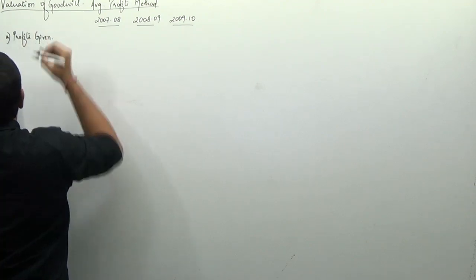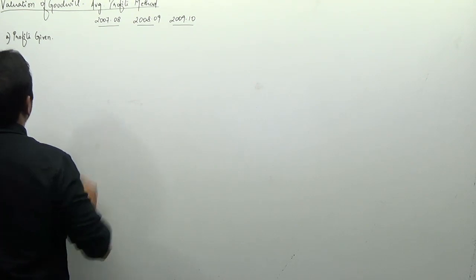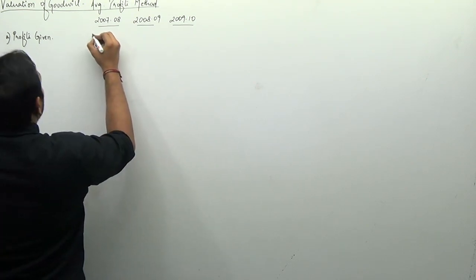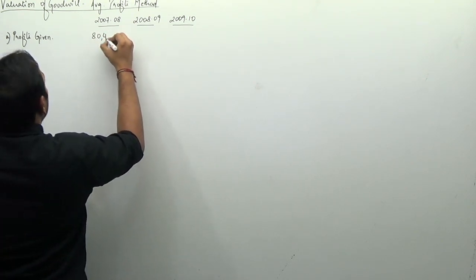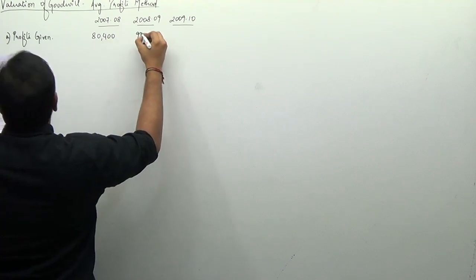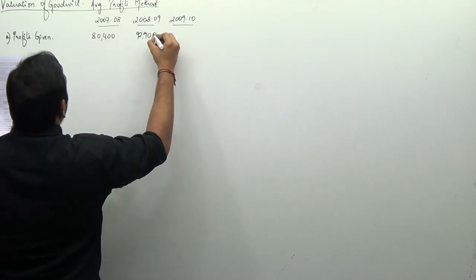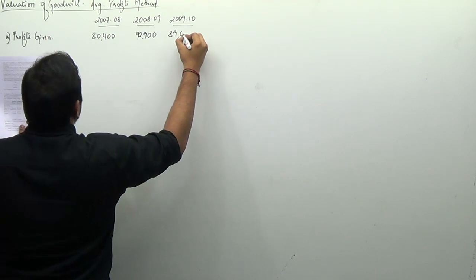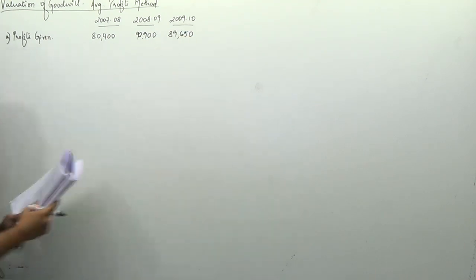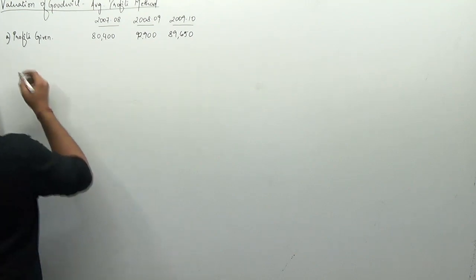Profits given. These profits are before appropriation and providing preference dividends: 80,400, 92,900, 89,650. Ignore taxation, guys. We can't take taxation without a percentage which is given, and there is no provision for taxation also in the balance sheet, which will make it really difficult to check what is the tax. Go from the first adjustment regarding point number B.